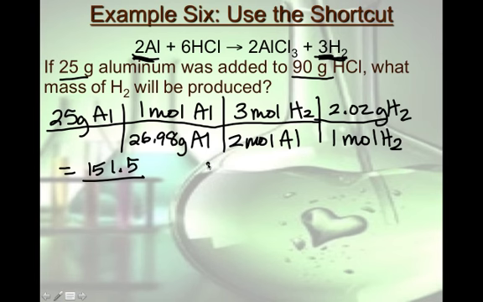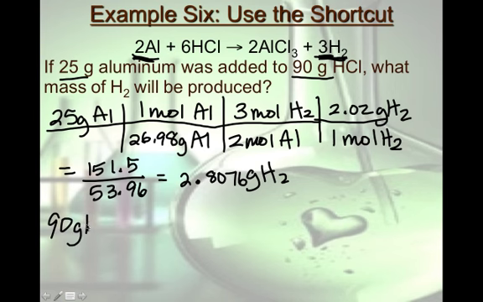And on the bottom, I have 26.98 times 2 times 1. 53.96. Now you know what to do. Top divided by the bottom. 2.8076. Do you want to keep going? Nah, we're just going to have to round it in the end anyway. I'm not going to put a box around this answer yet because I'm not sure that it's the smallest. Let's start the next time with 90 grams of HCl.